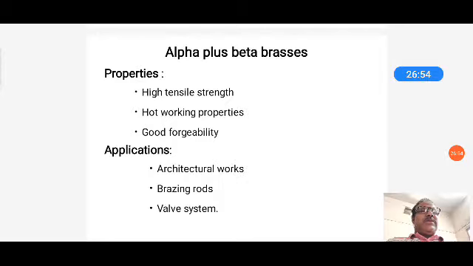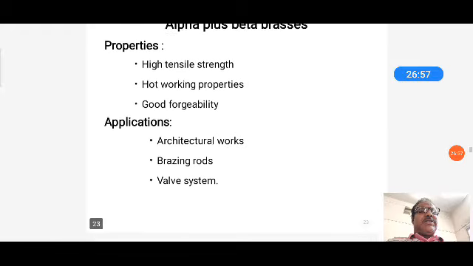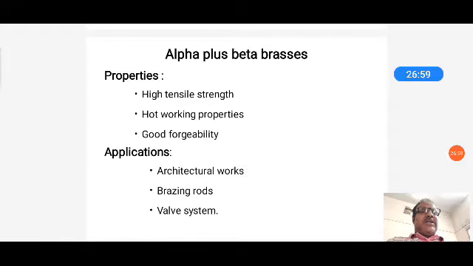The alpha plus beta brasses are used in applications such as architectural works, brazing rods, and valve systems. These are the main applications of alpha plus beta brasses.